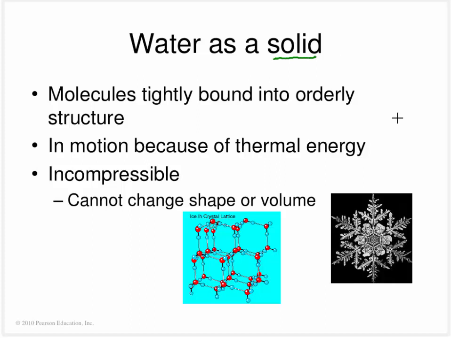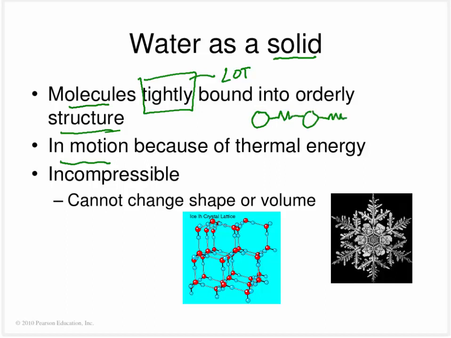Lastly, water as a solid. Think ice, think snowflakes, stuff like that. Here we have molecules that are tightly bound into a nice orderly structure. Tightly bound is the important word to keep in mind, because there's going to be energy in those chemical bonds, and there's going to be a lot of energy in those chemical bonds. Keep in mind that these are still in motion because they have thermal energy, so you can think of a bunch of molecules connected by springs, and these springs represent chemical bonds, and they are wiggling back and forth because they do have some energy. It's going to be fairly incompressible, so you can't very easily change the shape or the volume.